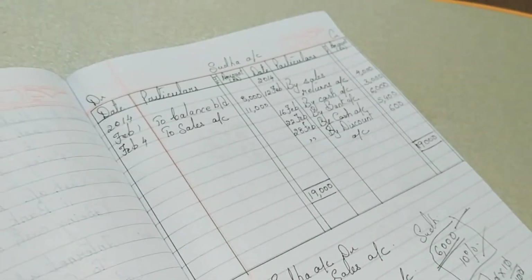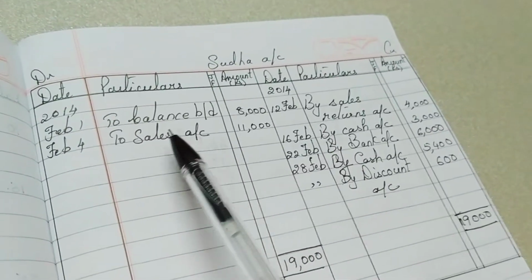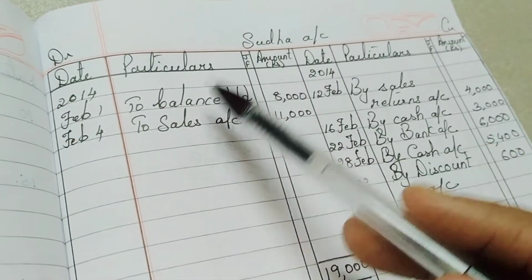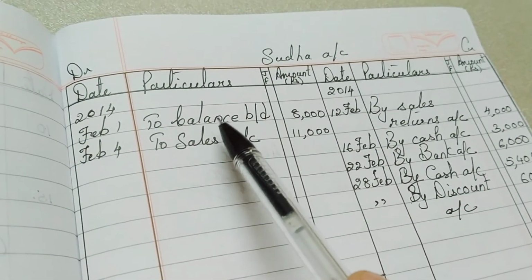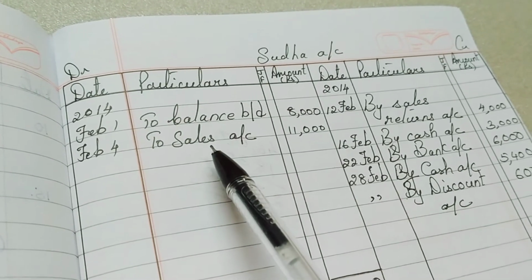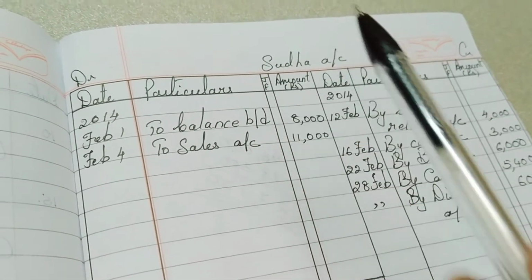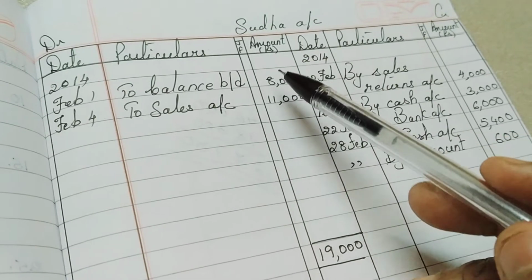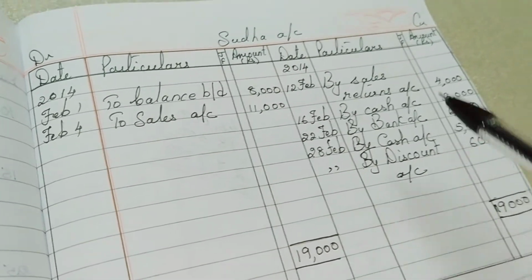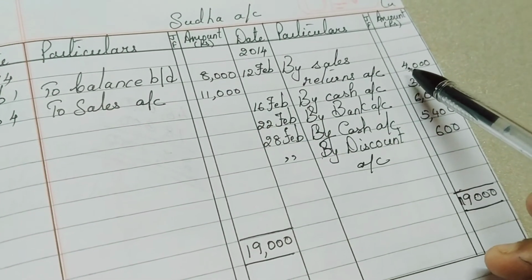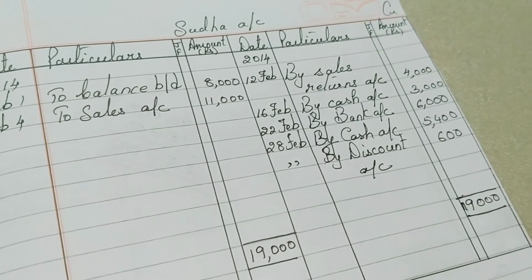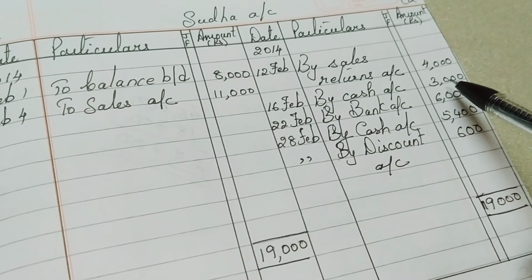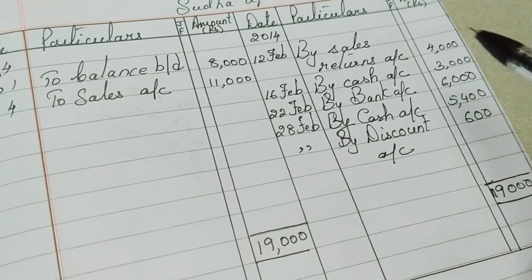Hope you all have understood this sum, dear students. Okay, balance due from means still she has to pay us. So we'll write it on the debit side. We sold certain items to Sudha. She was totally supposed to give us 19,000. But then she returned some goods worth 4,000 which she doesn't have to pay. Then she has paid us cash of 3,000. Then she gave us a check.